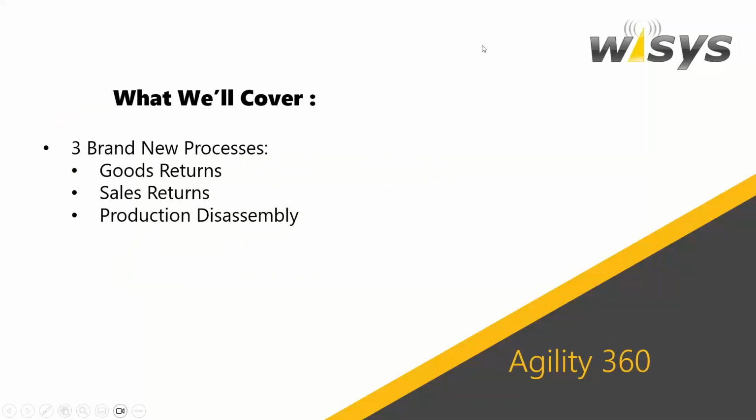So what are we going to cover today? We're going to cover 3 new processes. These have all been added to the WiSys system in the last year. We're going to be going through goods returns. Of course, that's a return from a purchase order, so on the inbound side. Then we'll go to the complete opposite end of the spectrum, and we'll go through sales returns. So, of course, a return from a sales order, the outbound side of returns.